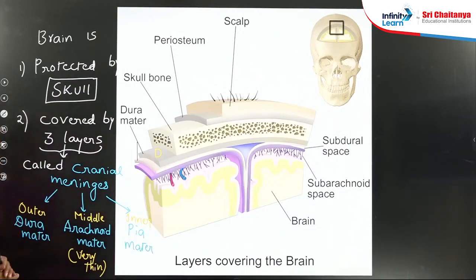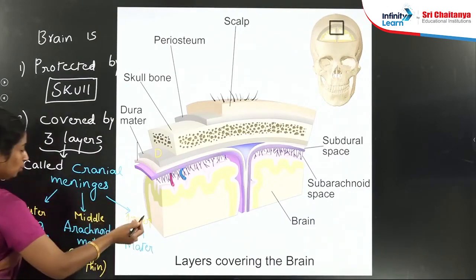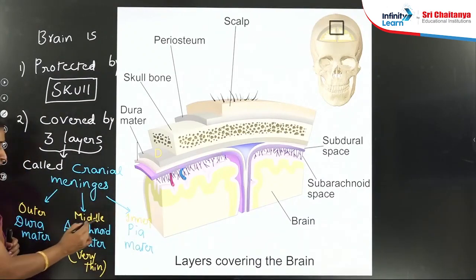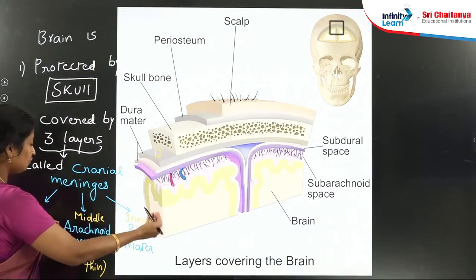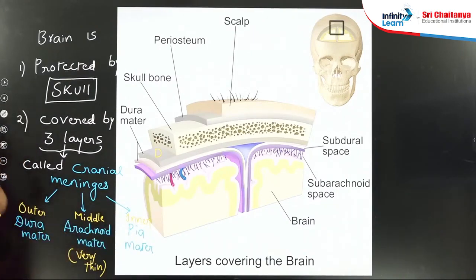Okay, these are the three meninges. The order from outer to inner is dura matter, arachnoid and pia matter. Suppose the question asks from inner to outer, then we have to write it in reverse.